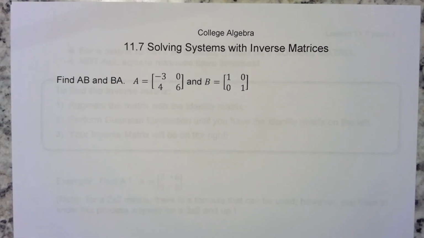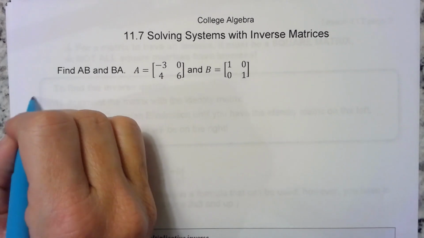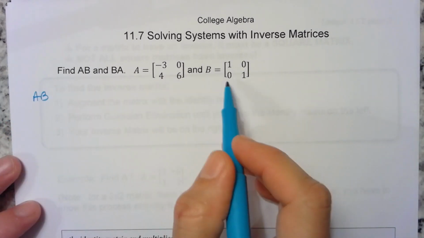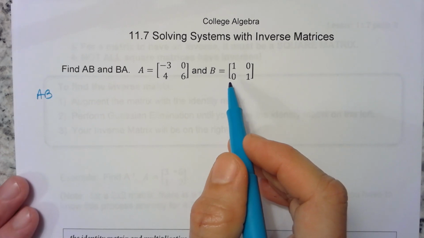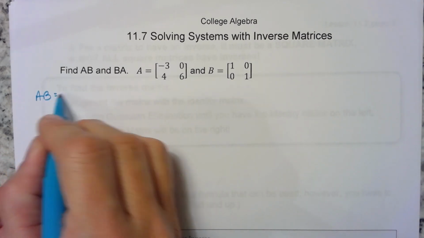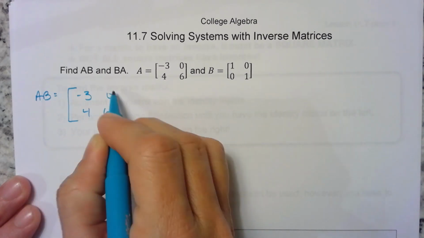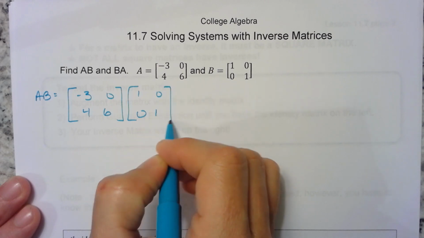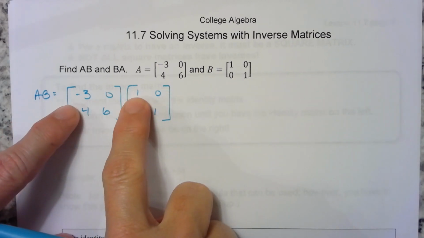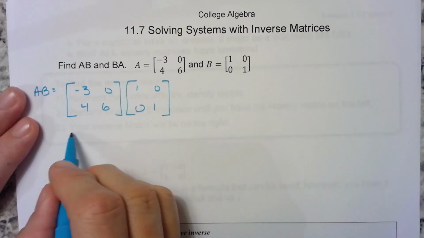Let's review a little bit and multiply A times B and B times A. So if we multiply A times B, we have a 2 by 2 and a 2 by 2. That means we can multiply them and our answer is going to be a 2 by 2. Remember, when you multiply each row by each column, like that.